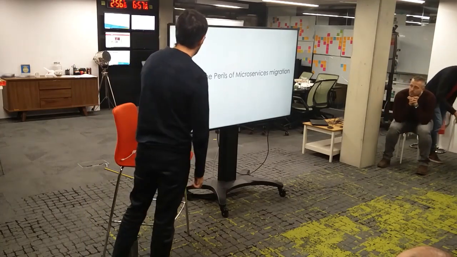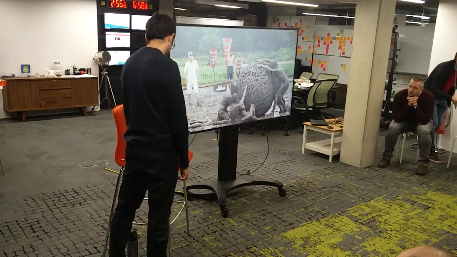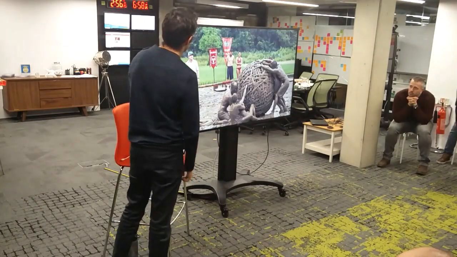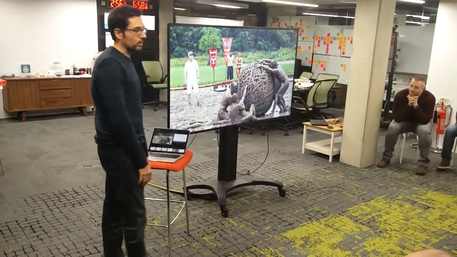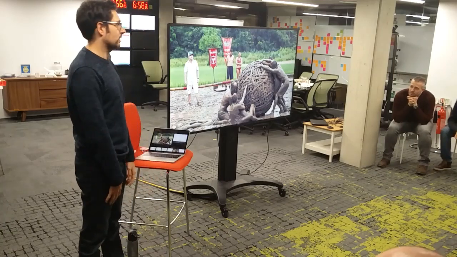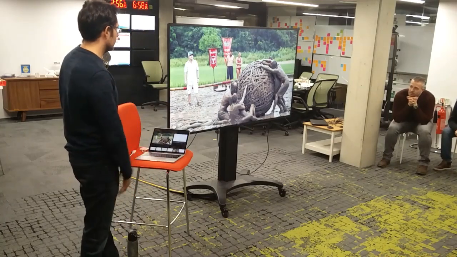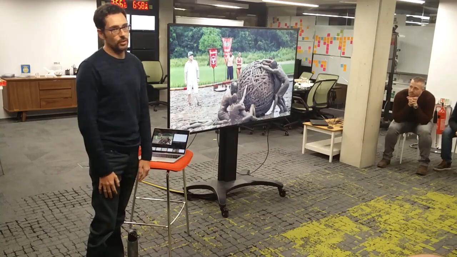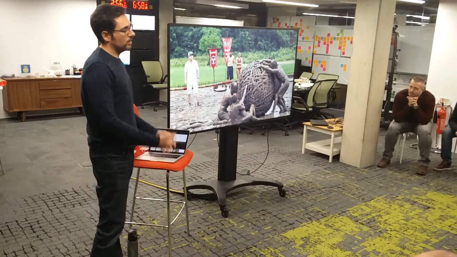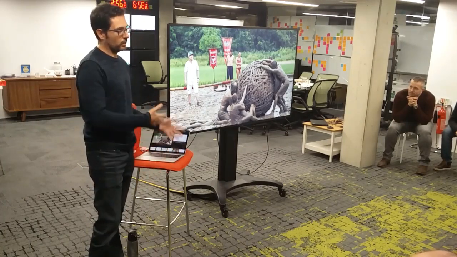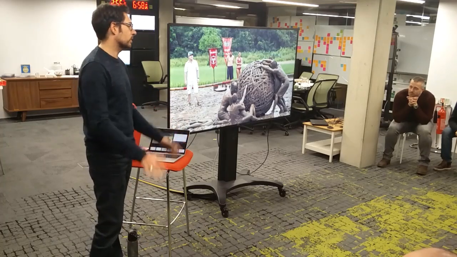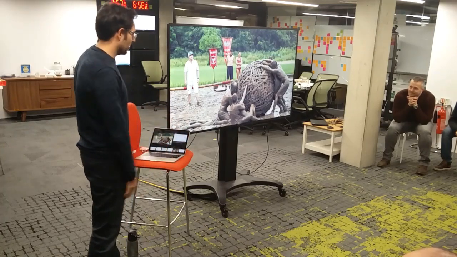So let's talk about microservices migration. I imagine that this is pretty much how you feel when you're working in your monolithic database. You are driving your big ball of mud around. You know that every single person that ever worked in that code base was wrong about all possible things. It makes you very miserable.